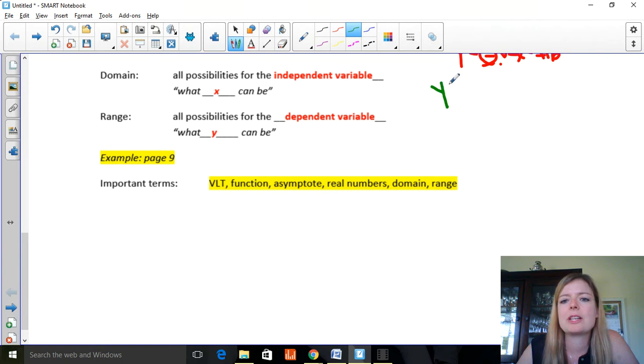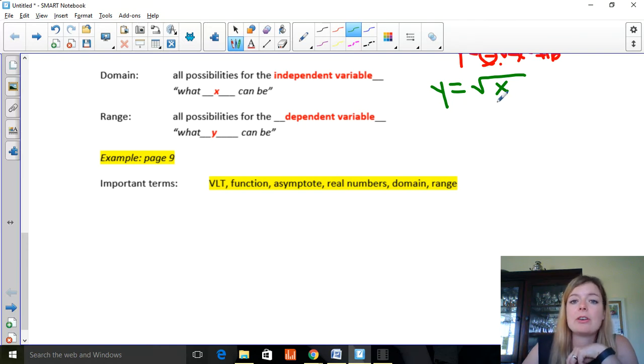Yeah, a square root function, so y equals square root of x. X has to be greater than or equal to 0 because you can't take the square root of a negative number. So you have to think, what am I allowed to put into the function? Now, range is what is possible for the dependent variable. So that is what y can be. So what are the possibilities of what can come out of the function?